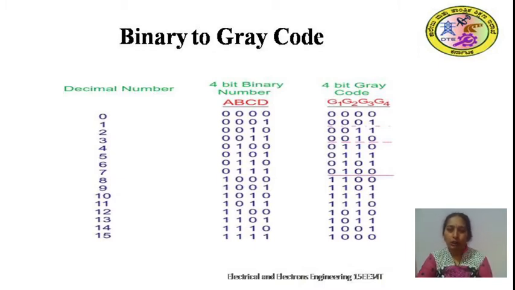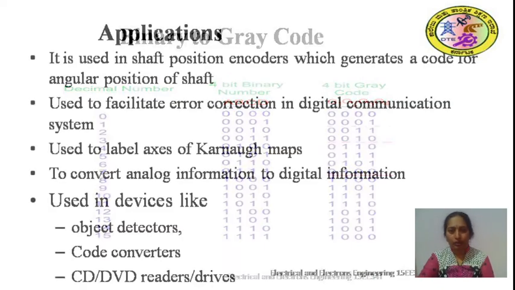In the Gray code column, we can notice that from one count to the next, only 1 bit changes. Only 1 bit changes from one count to another when we move from top to bottom.